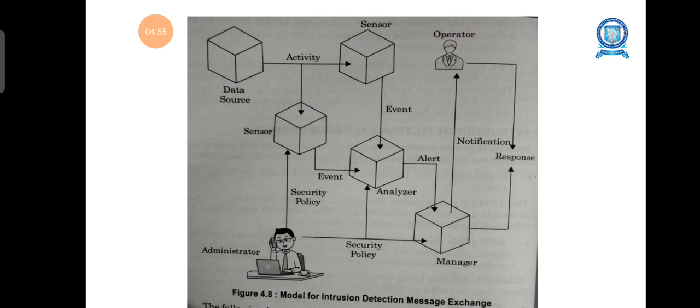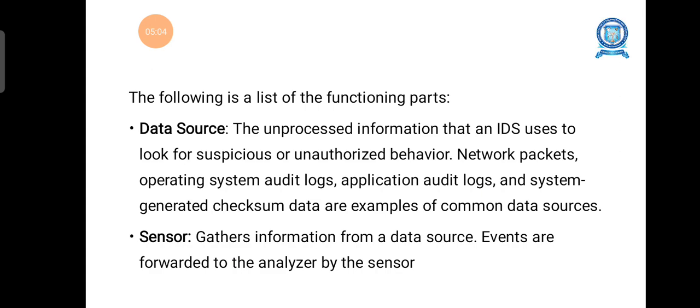So all these message communication will be takes place with the help of this intrusion detection message exchange format. Data source, we know about the data source, the unprocessed information that an IDS uses to look for suspicious or unauthorized behavior. The data source may be the network packets, operating system audit logs, application audit logs, and system generated checksum data are examples of some of the common data sources.